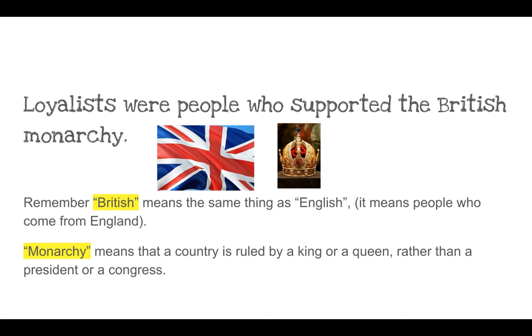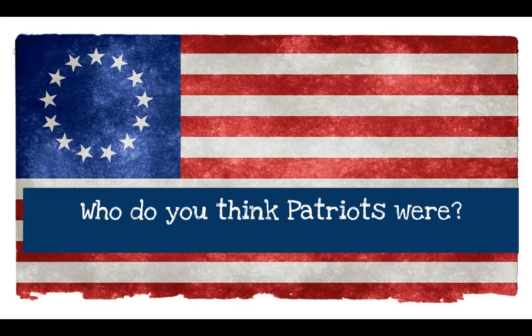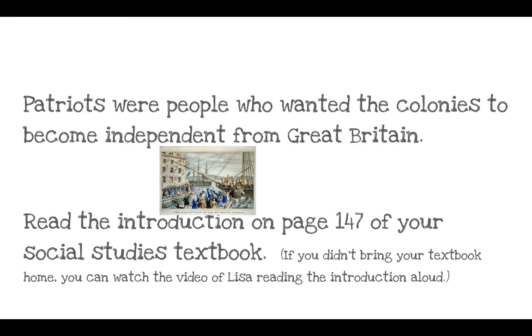Monarchy means that a country is ruled by a king or a queen rather than a president or a Congress. So instead of having an elected leader, the king or the queen is born into power because of the family that they're in, and they inherit all of the wealth and the power that comes with that. Who do you think the patriots were? Patriots were people who wanted the colonies to become independent from Great Britain. So in the last chapter when we were reading about the Boston Tea Party, that was a group of people who wanted to become independent from Great Britain.